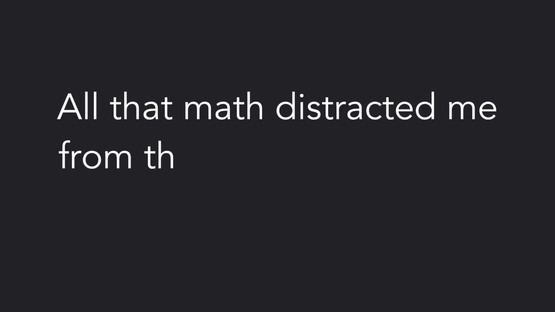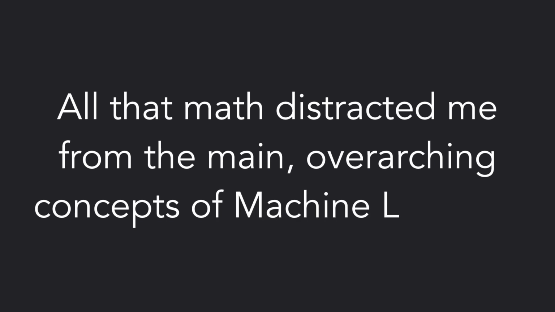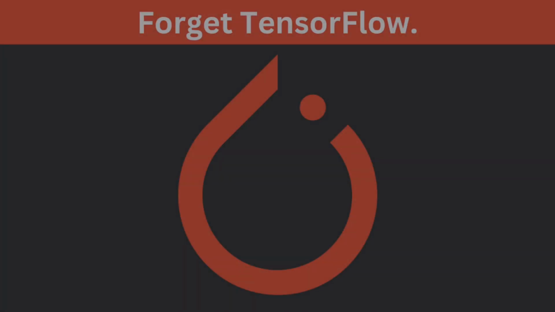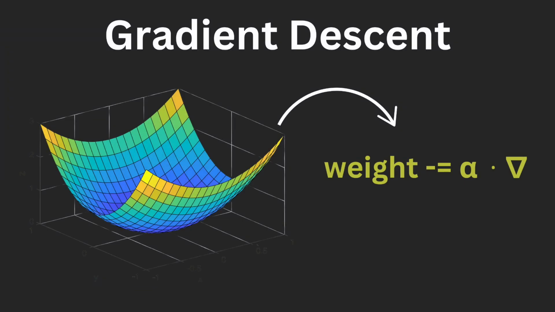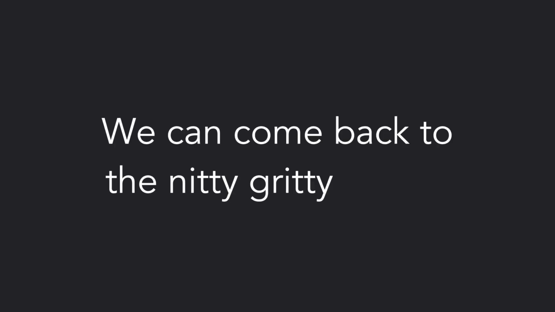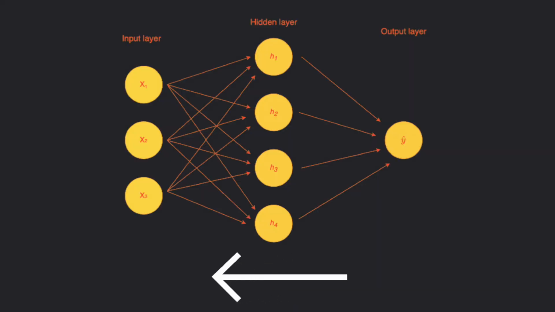When I was starting out, all that math distracted me from the main overarching concepts of machine learning. Besides, 99% of engineers and researchers use a library like PyTorch and don't do the math by hand. Instead, we can move on with a high-level understanding of those advanced topics while still understanding the main ideas. Later on, after mastering the ML fundamentals, we can come back to the nitty-gritty details of topics like backpropagation.